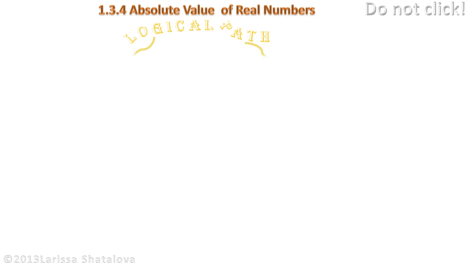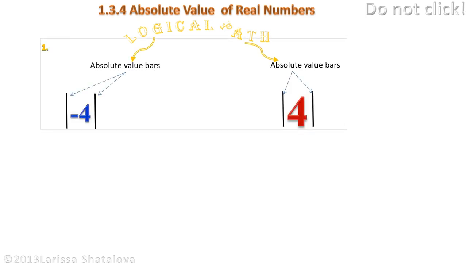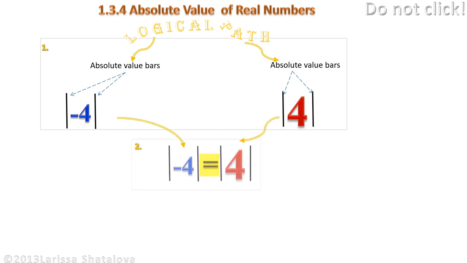Logical path to absolute value of real numbers. First of all, we will talk about vertical bars. Why should we use them? And then we will talk about why negative 4 equals positive 4 if you use vertical bars. And then we will expand this to more complicated situations where we can use vertical bars.